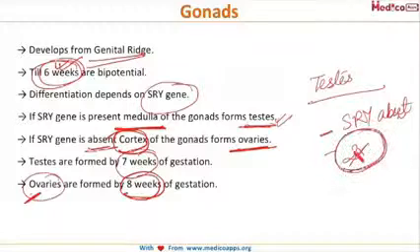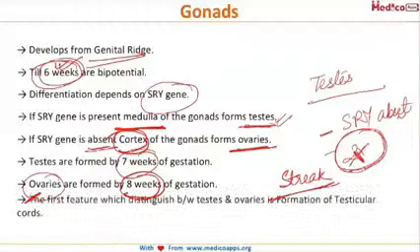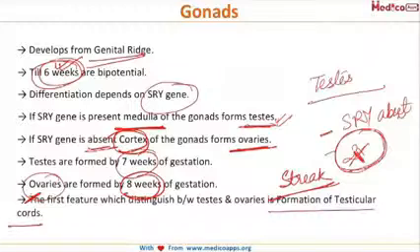Now why I am telling you this? Because in Turner syndrome, 45XO, one X chromosome is missing, and so in these individuals the ovaries that are formed, they are streak ovaries. Now the next important thing, which is the first structure to be formed in this gonads which differentiate it to be a testis, and that is the formation of testicular cords.